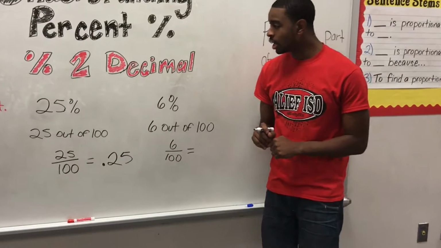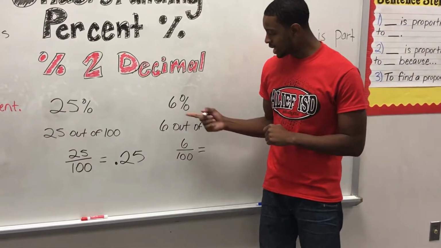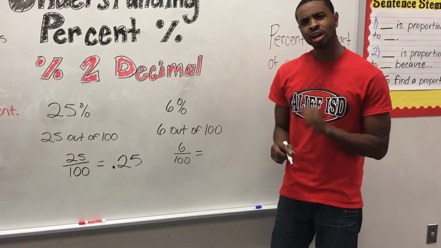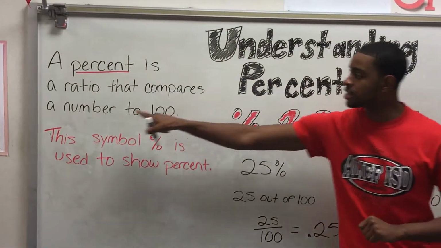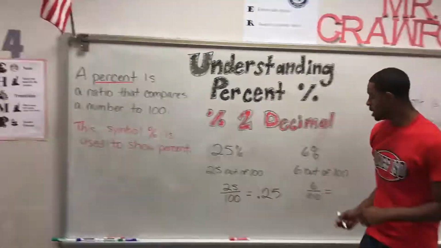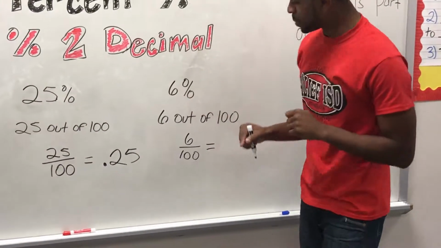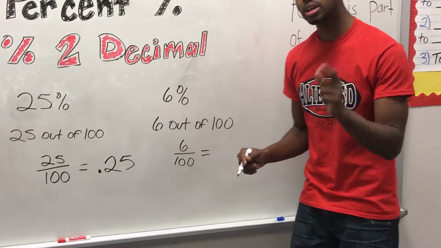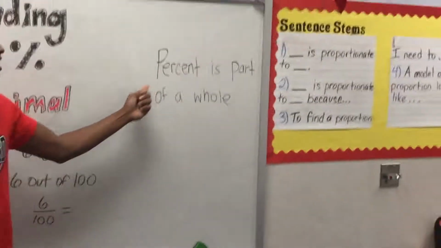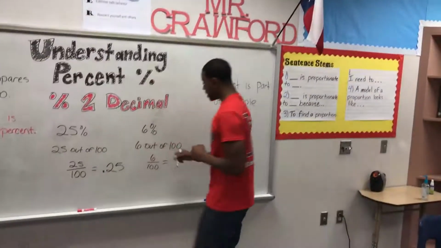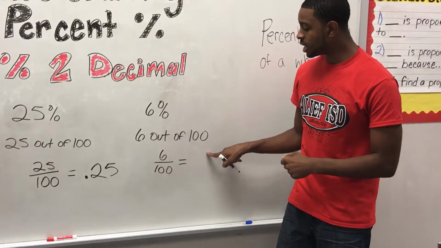So we're going to move to one more example. Again, we're working with changing percents to decimals. Right here we have 6%. What is a percent? A percent is a ratio that compares a number to 100. So we're comparing this 6 to what number? 100. One way we can write this is 6 out of 100, because percent is part of a whole. 6 is our part, 100 is the whole.